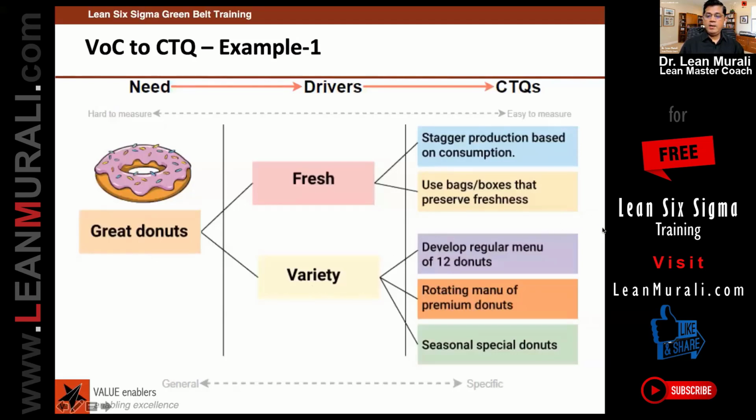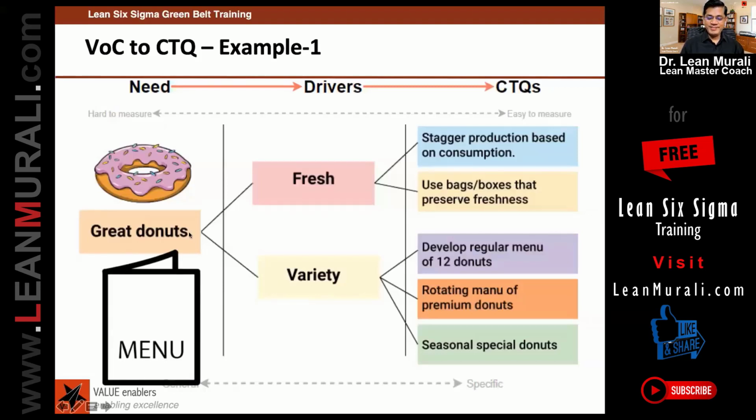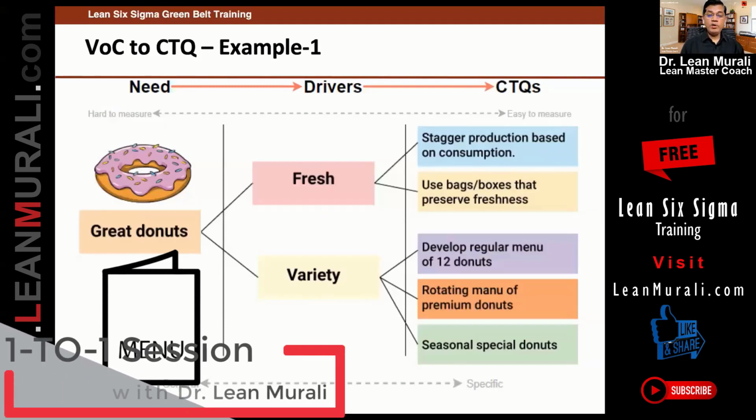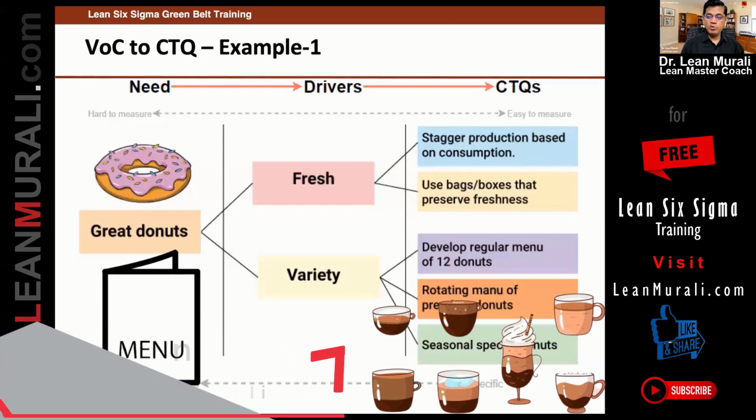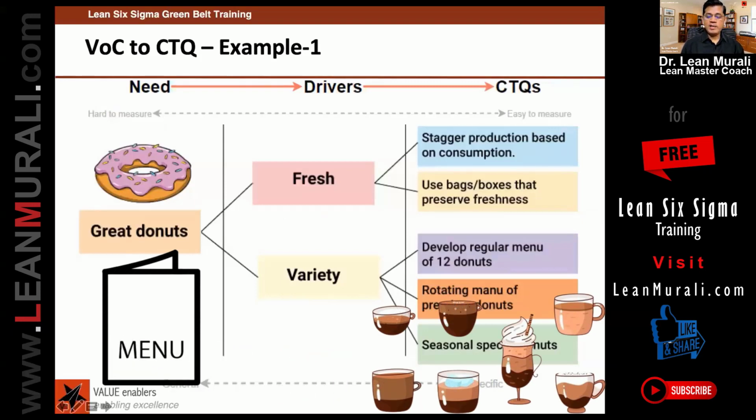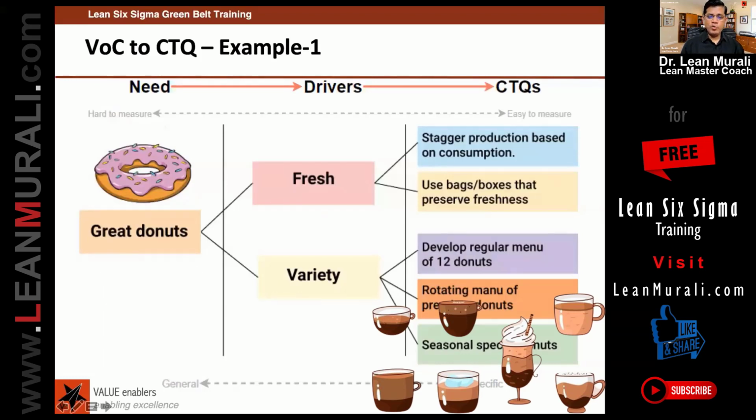Now variety. Develop a regular menu of donuts. When somebody asks for variety, for example, if you say, I want to keep variety of coffee at Coffee Day, he will actually have a menu card in which he'll say, these are the types of coffee variety that you have.